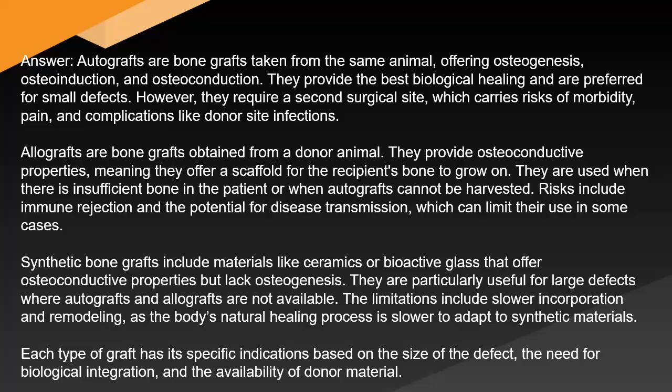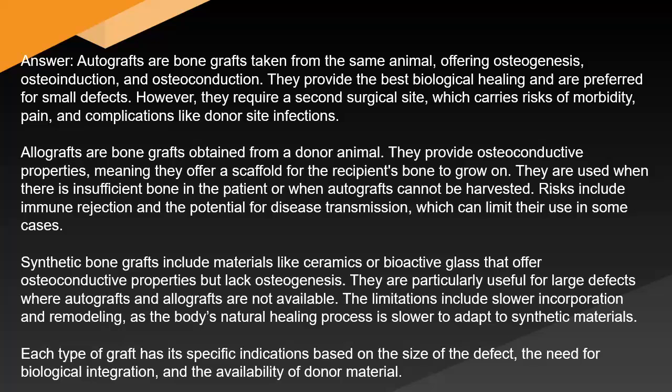Allografts are bone grafts obtained from a donor animal. They provide osteoconductive properties, meaning they offer a scaffold for the recipient's bone to grow on. They are used when there is insufficient bone in the patient or when autografts cannot be harvested. Risks include immune rejection and the potential for disease transmission, which can limit their use in some cases.